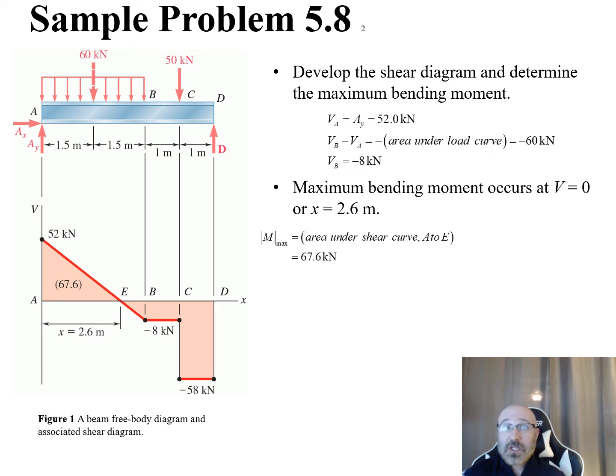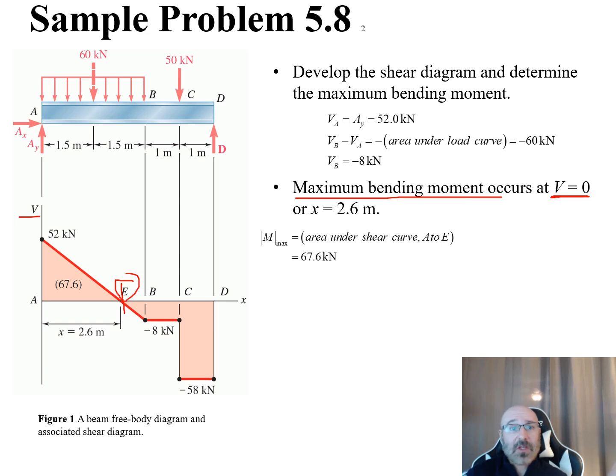So now from this section here, what we know is that our maximum bending moment is going to occur when our V is equal to 0, our shear force is equal to 0. So we want to find what is that location when our shear force is 0. Well, looking at our shear diagram, our shear force is 0 right here at this new point that we're going to call E right here.